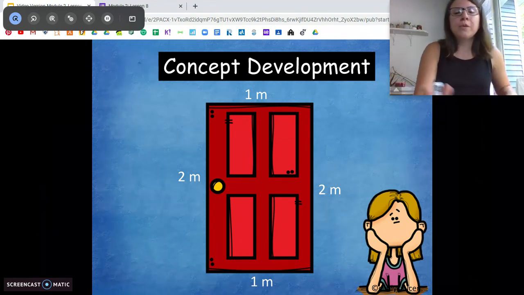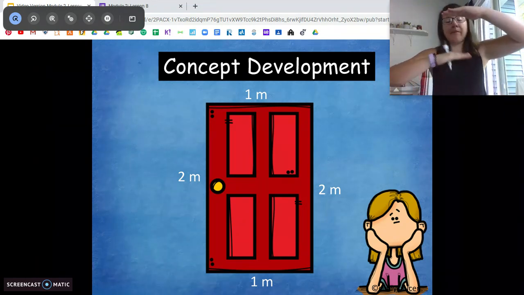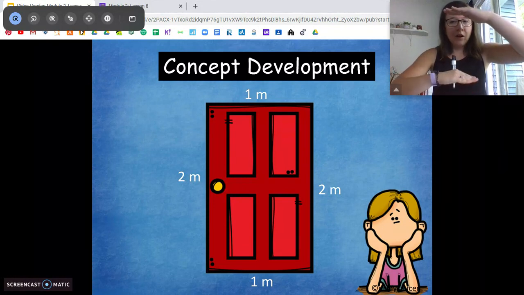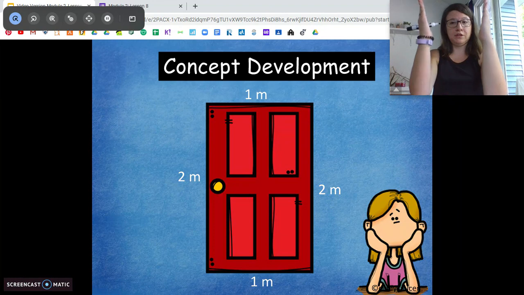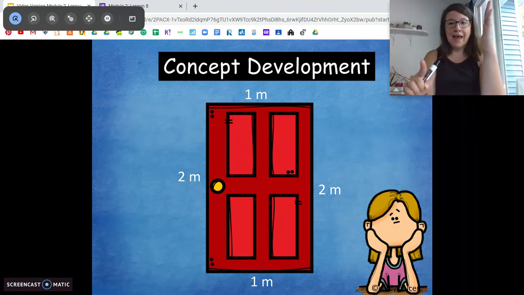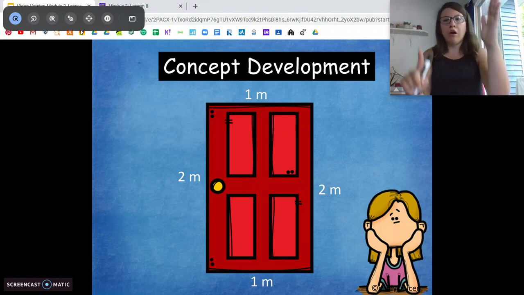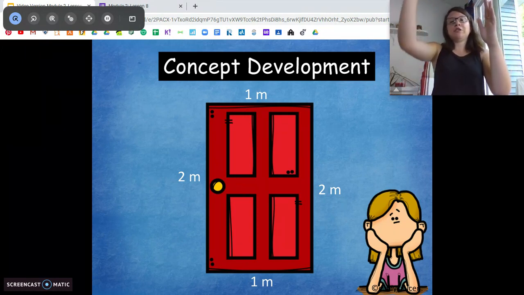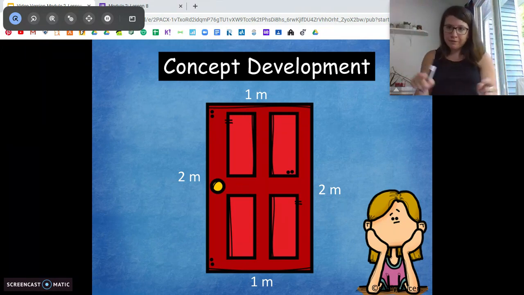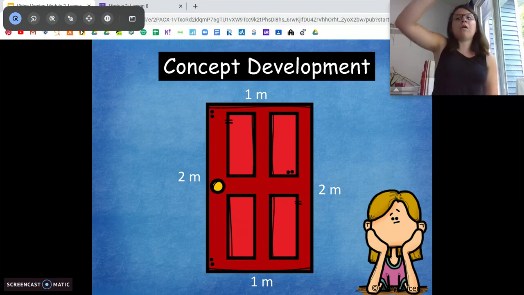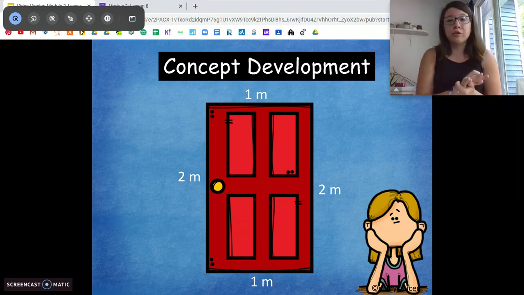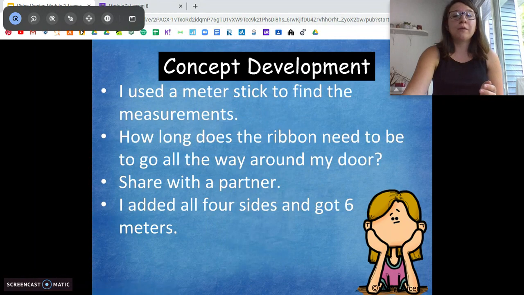Let's talk about it. So I'm seeing the top and the bottom are both 1 meter. So I know I have 1 meter and 1 meter, and then I have 2 meters here and 2 meters here. I'm going to add all of those numbers together because I want the ribbon to go all the way around. I don't want the ribbon to just go partway. I want it to go all the way around. So I'm going to add all of those measurements together.